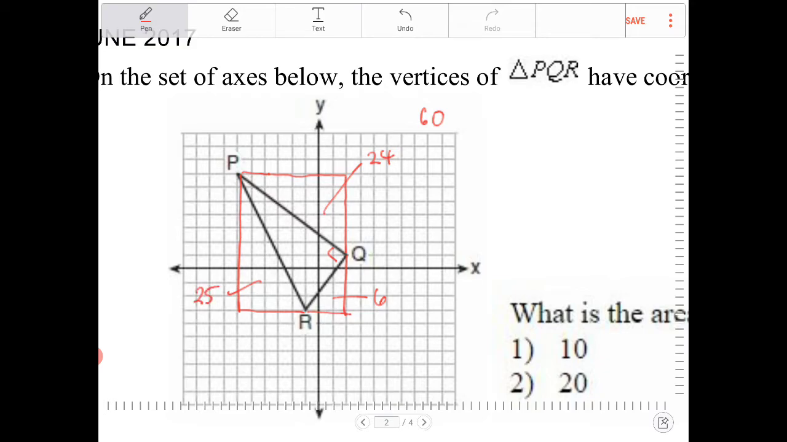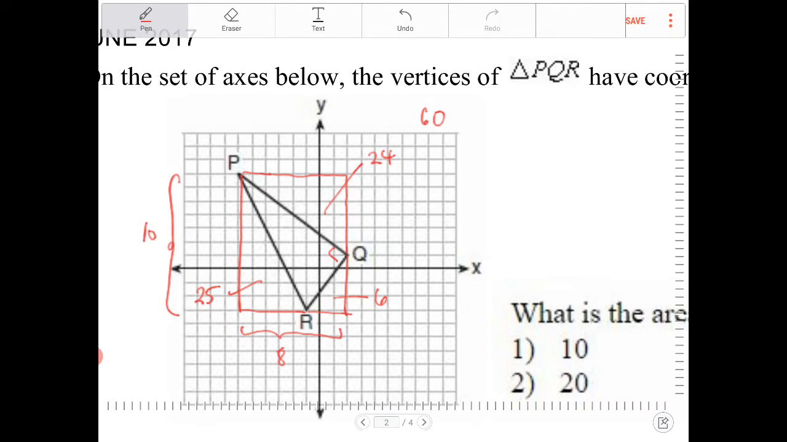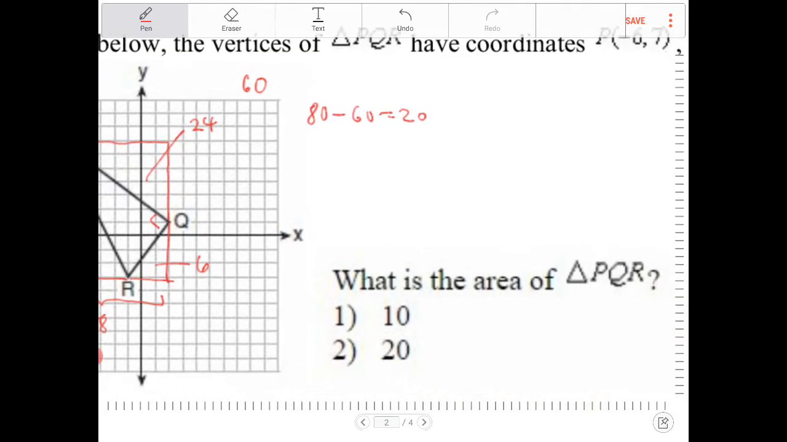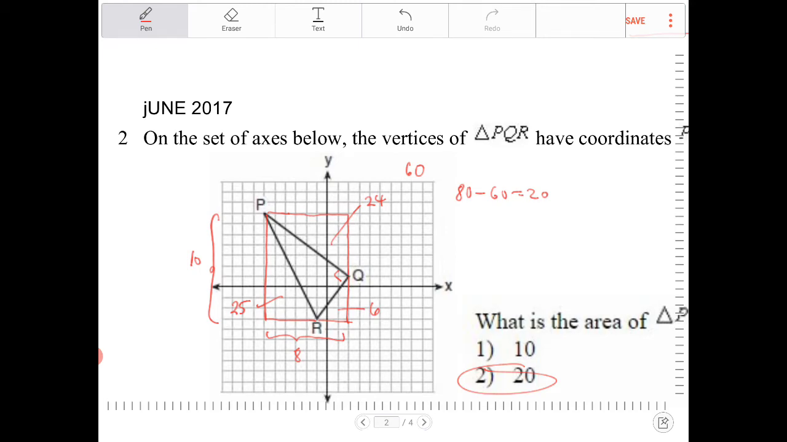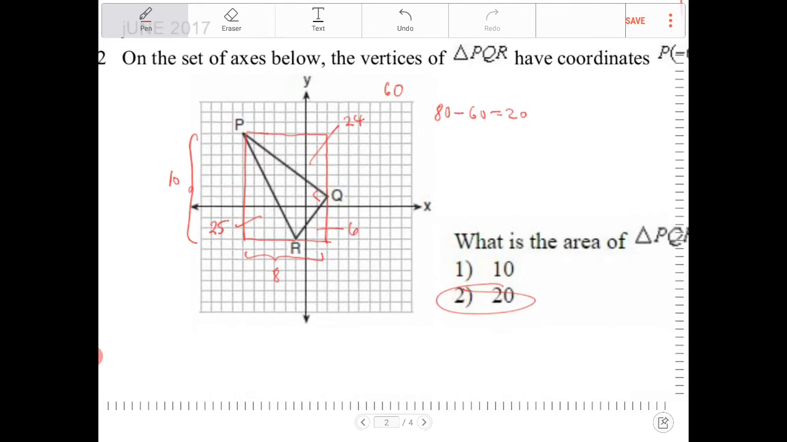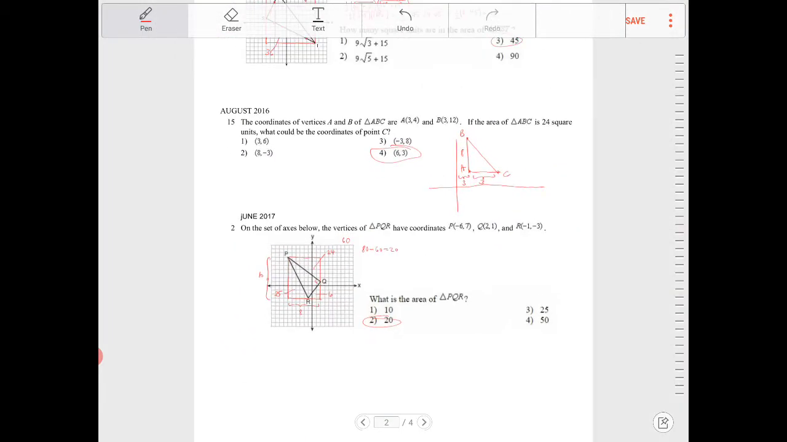My mistake. Okay, so this overall length here is 8, and the overall height is 10. So I'm looking at an area of 80. 80 minus 60 is 20. So that's this guy. Of course, you didn't have to go down that route. You can also do base times height, but since I did it already, I think you get the idea.